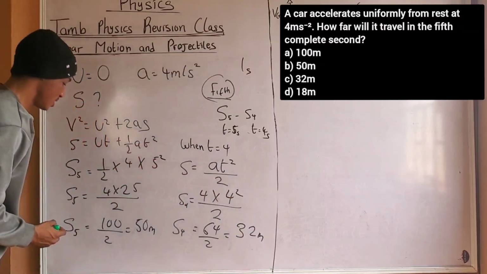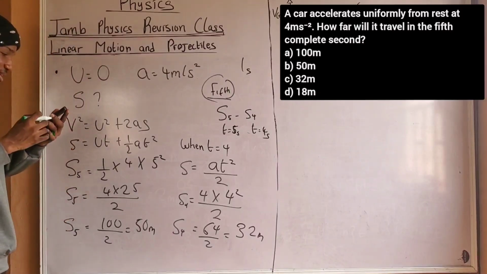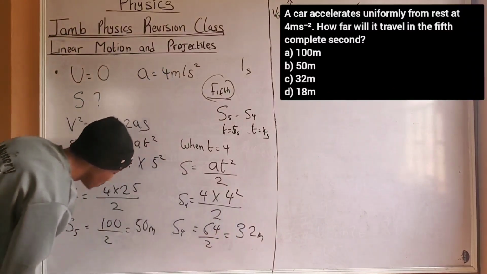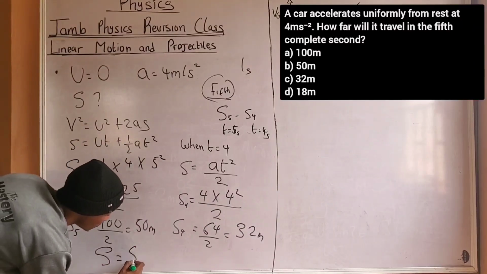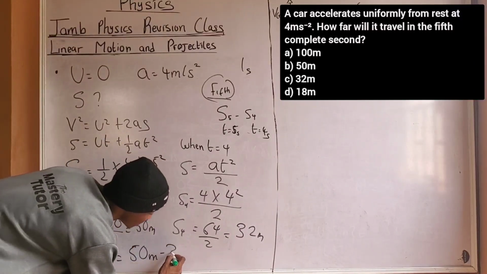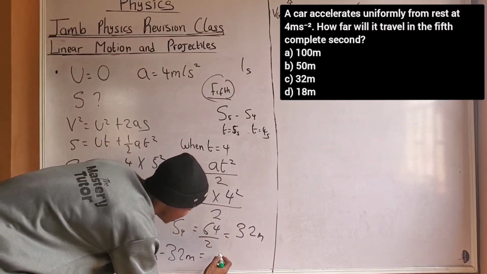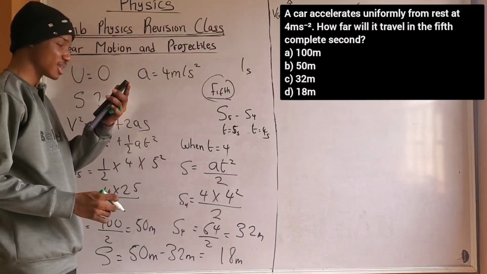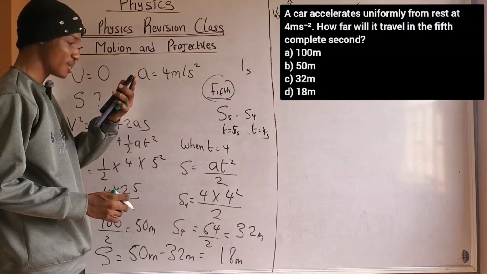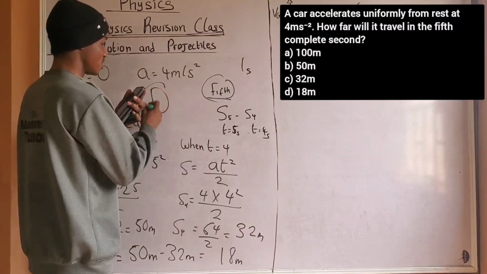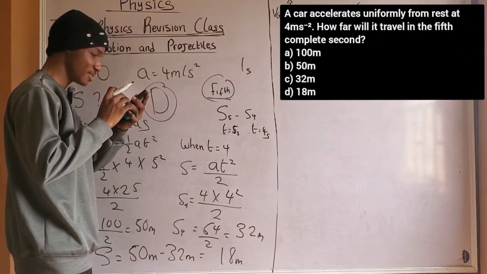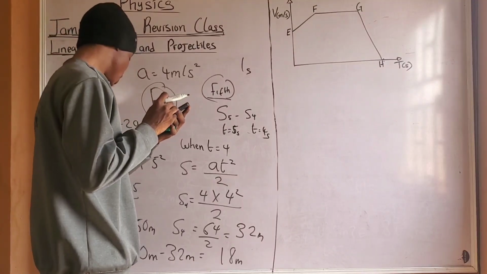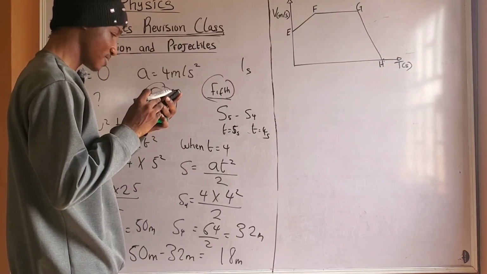Okay. So the distance that is covered is the difference between 50 and 32. So S is equal to 50 meters minus 32 meters. That is 18 meters. Are you getting it? So the answer to the question, the correct option is option D. Yes, the correct option is option D. Okay. Now let us proceed to the next question.